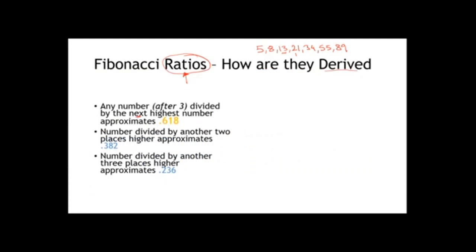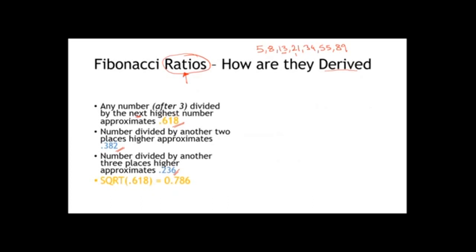If I divide one number by the next, it's a constant ratio throughout infinity. If I divide one number by the next to next, I get a constant ratio throughout infinity. If I take one number, skip two places and divide, I get 0.236, which is constant throughout infinity. So this number series seems to have some merit. We've got some ratios, and if you notice, these ratios are all less than 1.